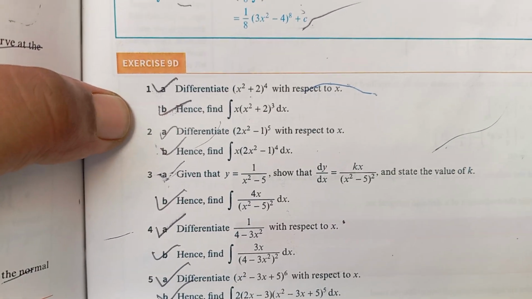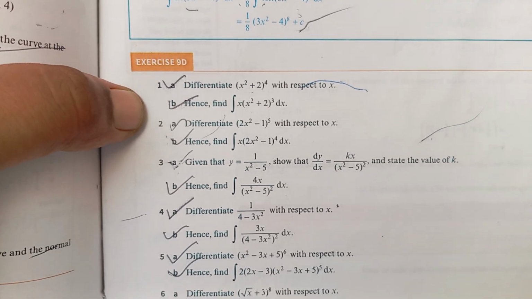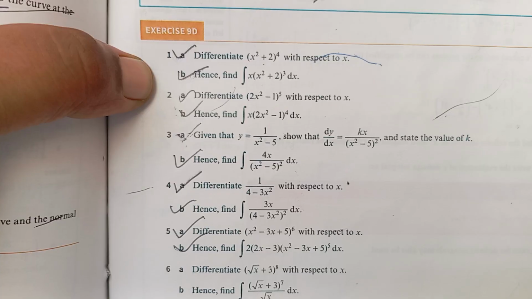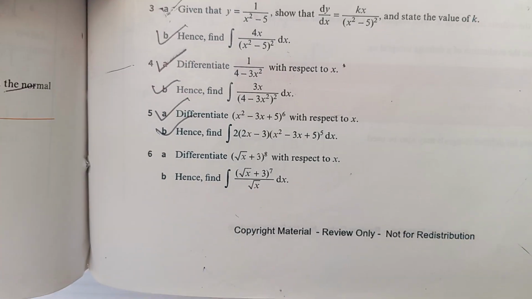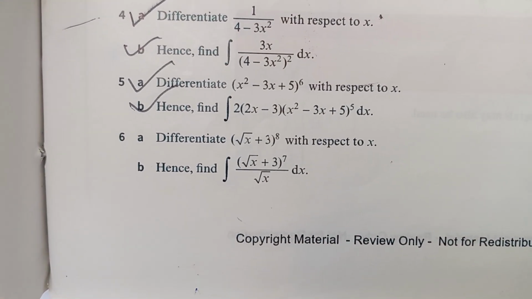In this video we are working on exercise 9D of the course book of Pure Maths 1. This is our second episode on this exercise, and we are going to start the work from question number 5.